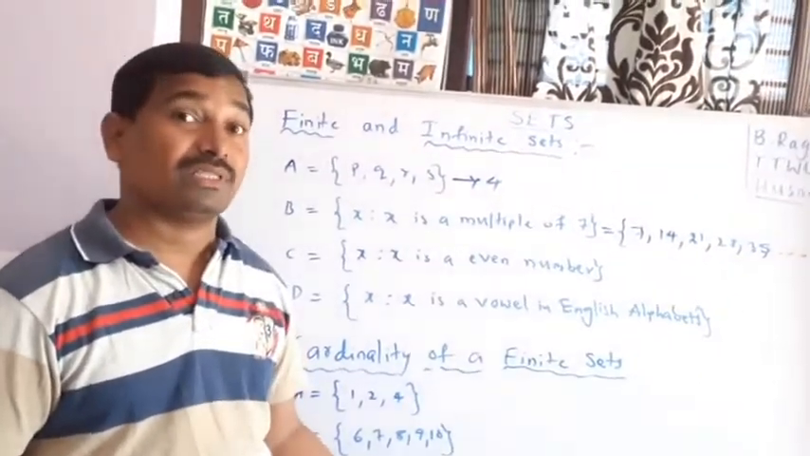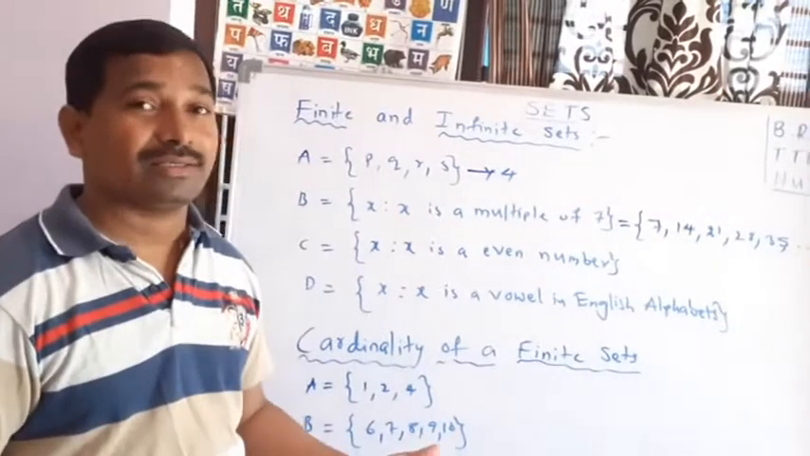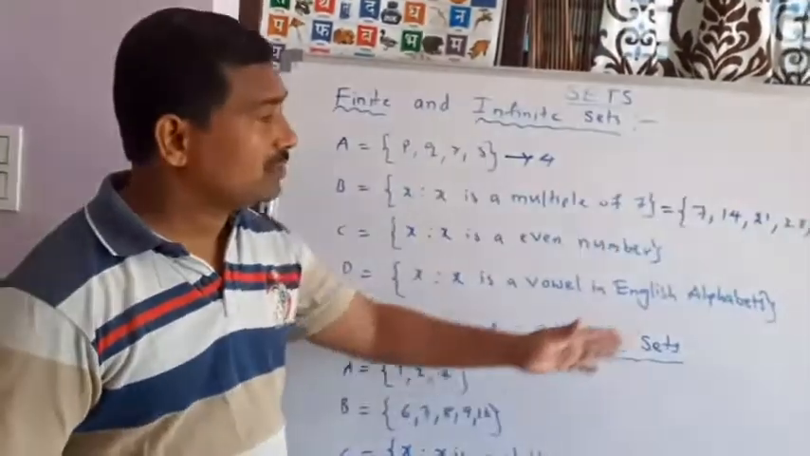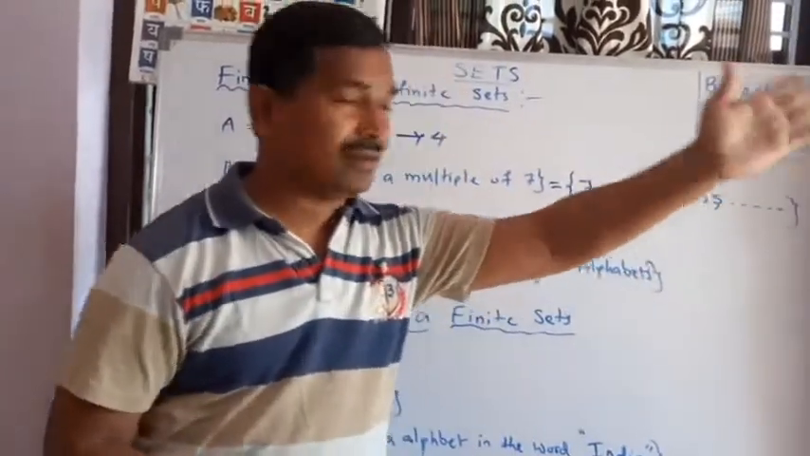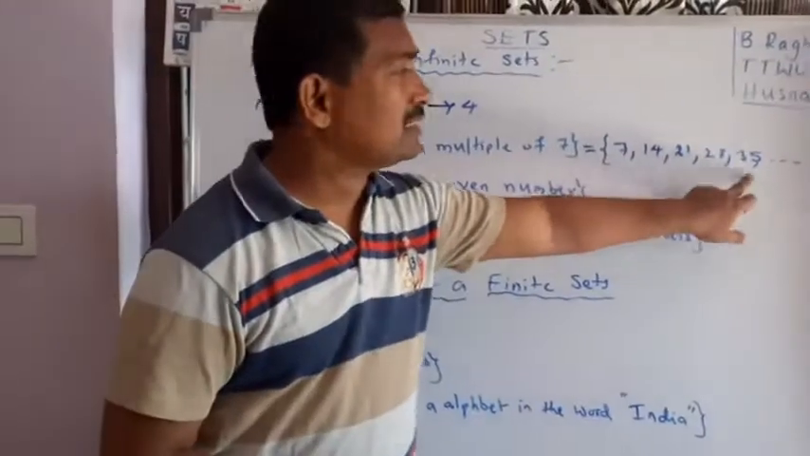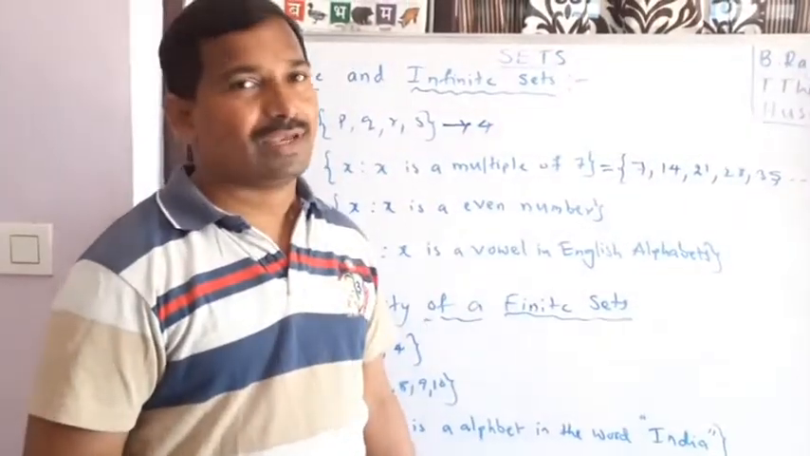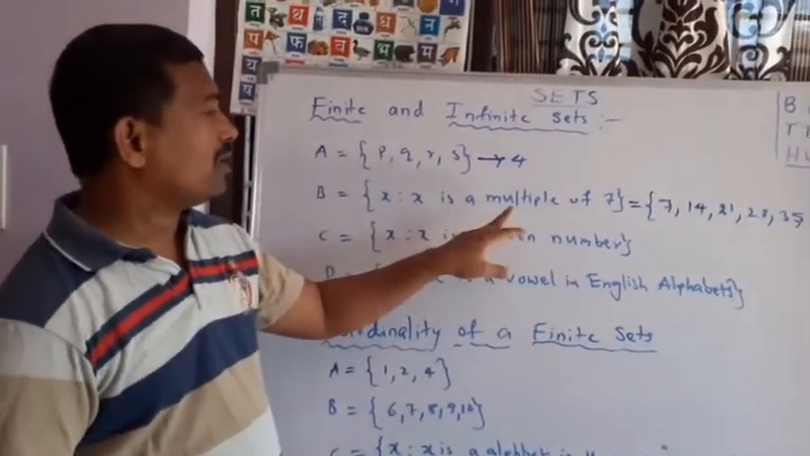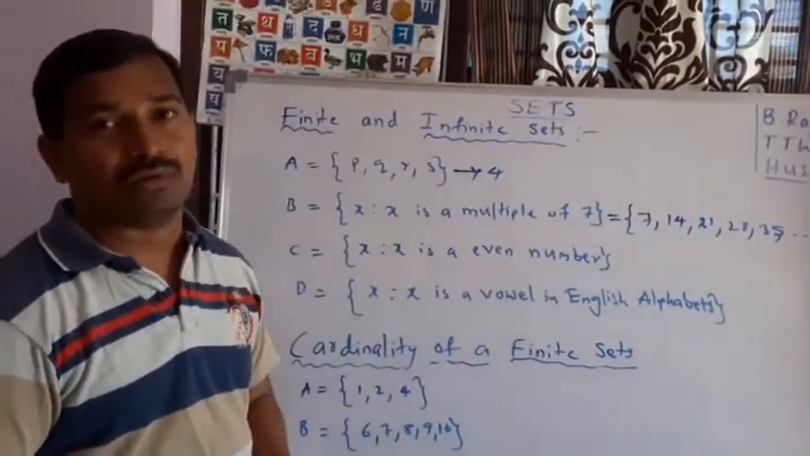For example, 7,000, 7 lakhs, 7 million, all are multiples of 7. So it can be written continuously. Can you count how many elements are in this set? We cannot count. So in this set the number of elements is not countable.